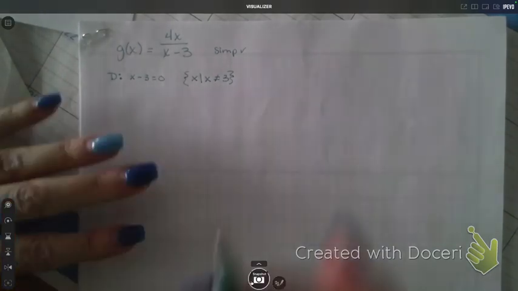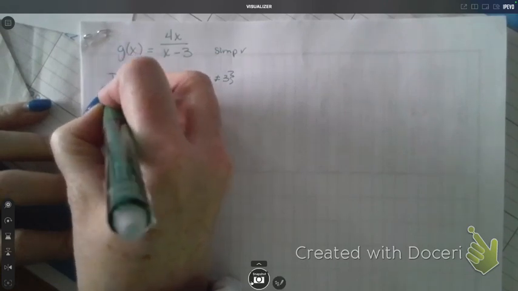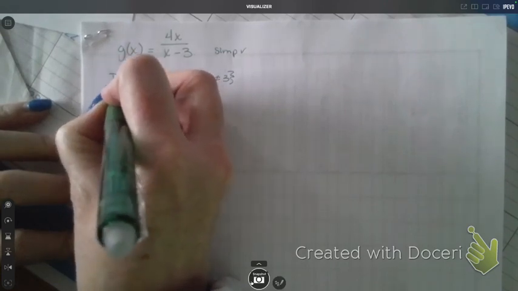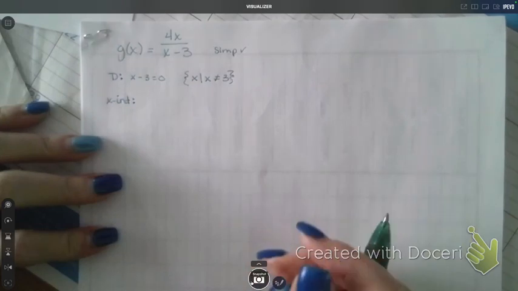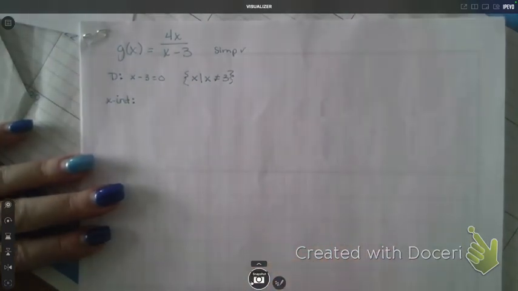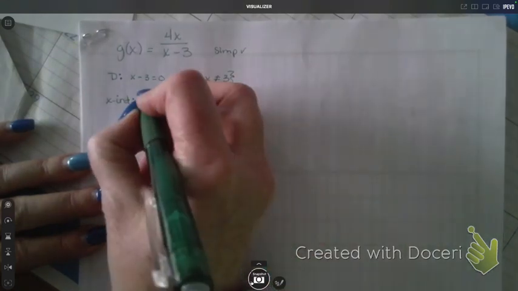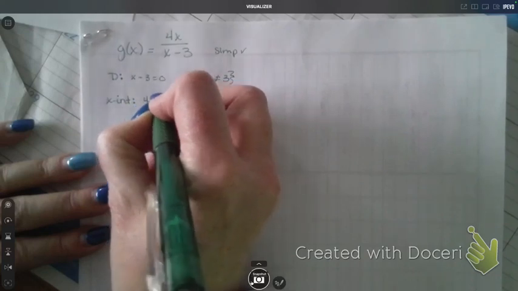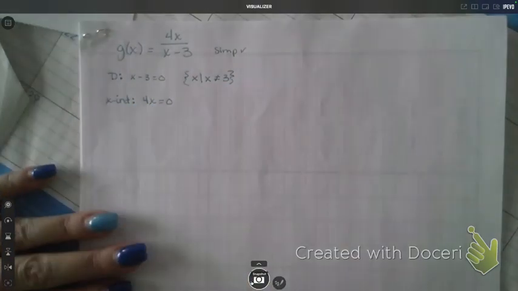X-intercepts. So x-int. Okay, so how do I find my x-intercepts? Set it to 0. Set what to 0? The numerator. So you have 4x equals 0. So what's x equal?